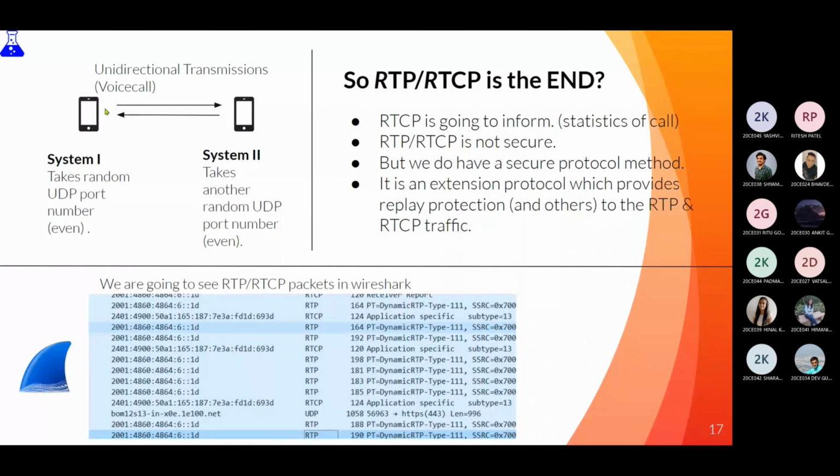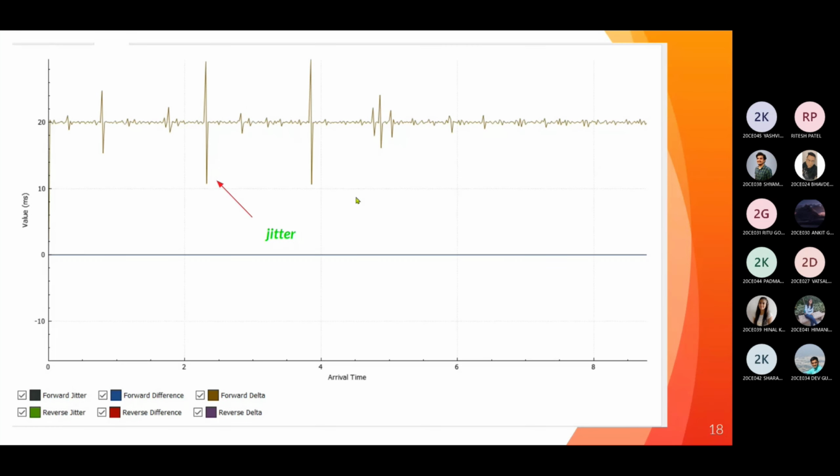So let us see. I have told earlier that it takes a UDP port number. For example, there is a voice call, and both have unidirectional transmissions. So system one will take a UDP port number, which is E1, and on the other hand, it will also take a UDP port number, which is going to be E1. We are going to see RTP and RTCP packets in Wireshark in a few minutes.